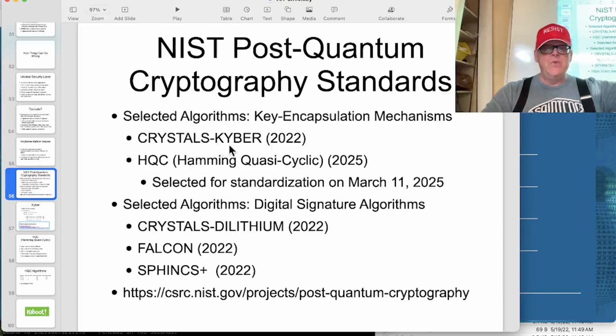In 2022, Crystals-Kyber was approved. That's the lattice-based encryption scheme that's approved. And HQC is the one that was just approved in March, last month. Hamming Quasi-Cyclic, and that's based on the code-based scheme. And then there are some digital signature algorithms: Crystals-Dilithium, Falcon, and SPHINCS+ that we mentioned are approved. So one of those systems that I said was pretty complicated was in fact approved for digital signature, the hash-based one, I think, but not yet for encryption.